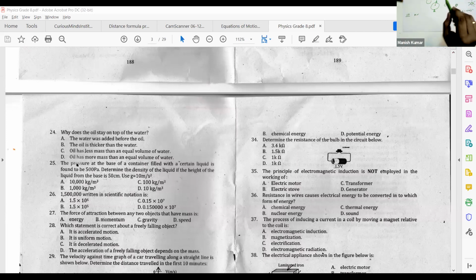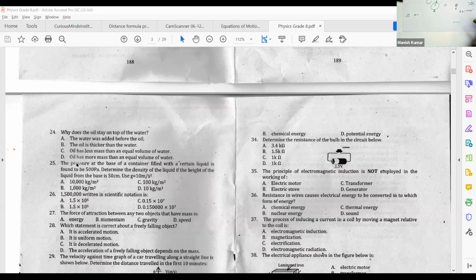Decelerated motion. So when will you call a motion decelerated? When it's actually slowing down. So when a ball falls, does it slow down, or does it become even faster and faster? It becomes even faster. So it is accelerated, not decelerated.